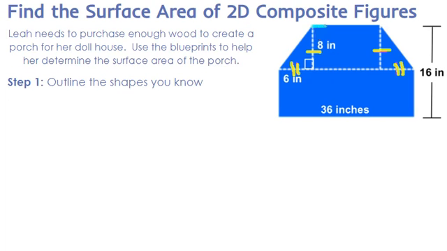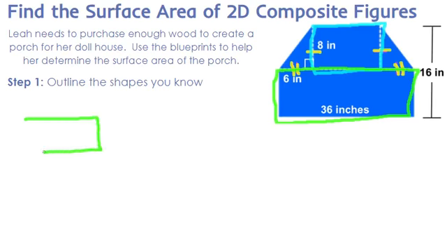We also have 2 different rectangles. We have a rectangle up here, and then we have a second rectangle down here. So the shapes that I know are that I have 2 different rectangles. I have a rectangle A being the larger rectangle. I have a rectangle B being a smaller rectangle. And I have 2 triangles, but both of those triangles have the same dimensions. So I'm just going to make one triangle.